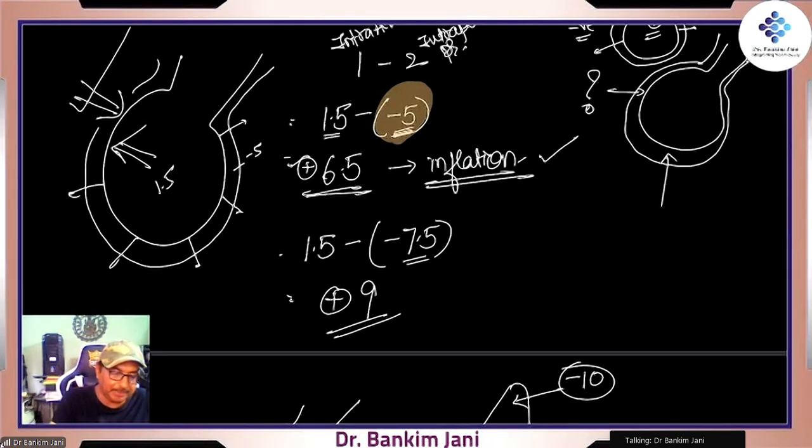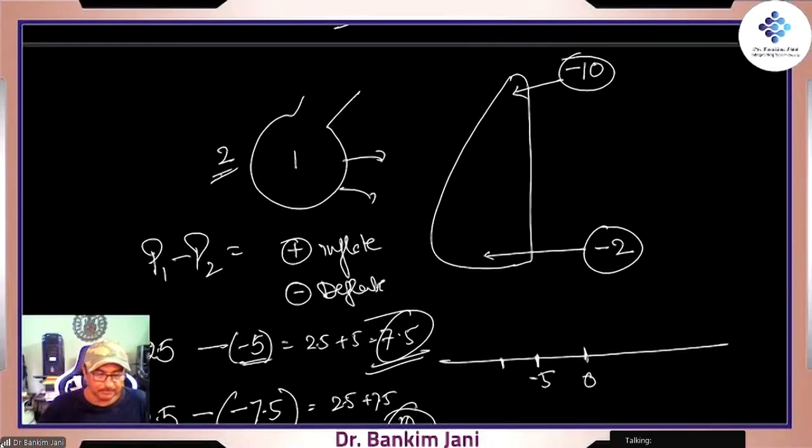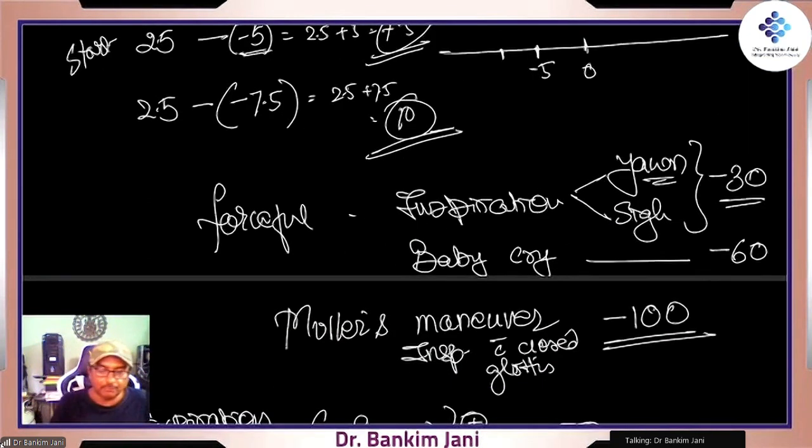So do remember this particular pressure. It always has to be negative. So this is the same thing, P1 minus P2 plus the inflate minus the deflate, and then all these calculations. Forceful inspiration, that is when the person yawns or sighs. So that is forceful inspiration.